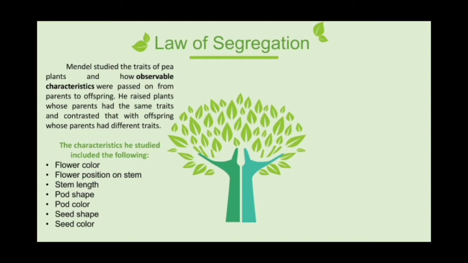Mendel studied the traits of pea plants and how observable characteristics were passed on from parents to offspring. He raised plants whose parents had the same traits and contrasted that with offspring whose parents had different traits. The characteristics he studied included the following: flower color, flower position, stem length, pod shape, pod color, seed shape, and seed color.